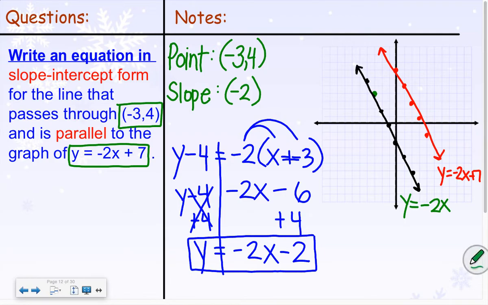So I can just bring in my minus 2. These lines are parallel because they have the same slope. They both have a slope of negative 2, but parallel lines have different y-intercepts. The red line has a y-intercept of 7. The green line has a y-intercept of negative 2.